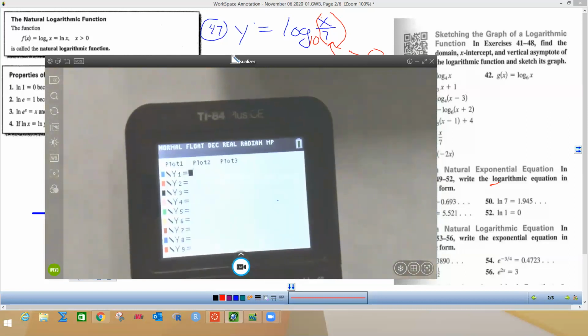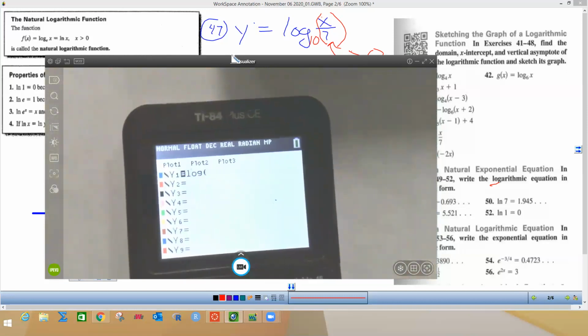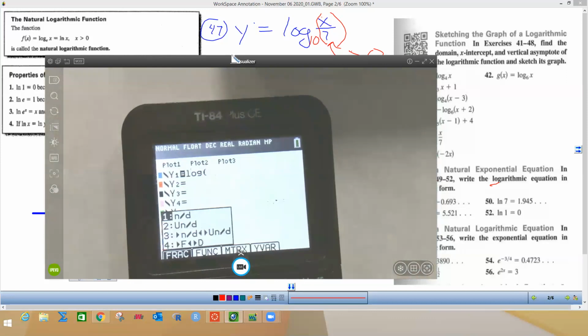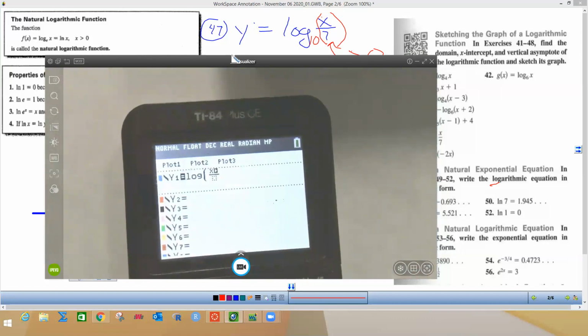The log button is over there to the left of the 7, and that's base 10 automatically. Then I can go alpha y equals 1 and put in x and put in a 7, and arrow to the right in my parentheses. Isn't that what it says? Okay, so I hit graph.